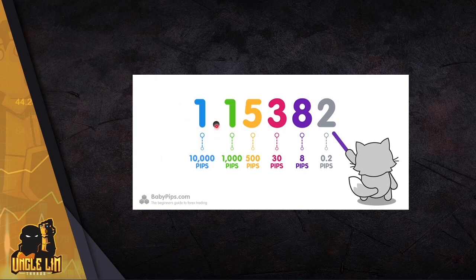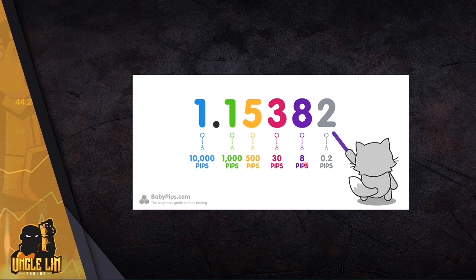This point, it doesn't matter whether it's here or here or here. Forget about this dot. Forget about that point. The most important thing is the numbers. There are always 6 numbers in the price in MetaTrader 4.